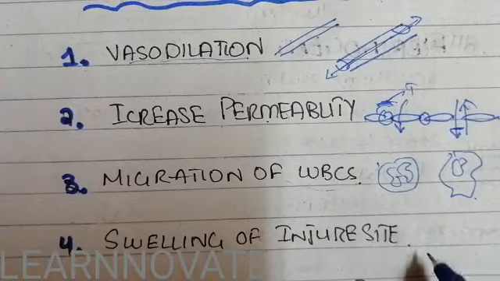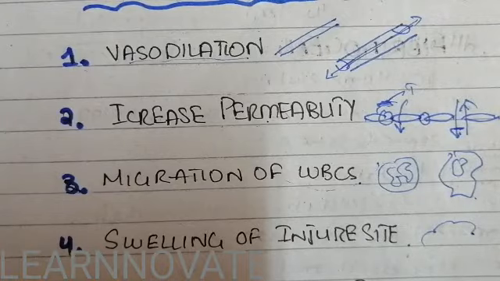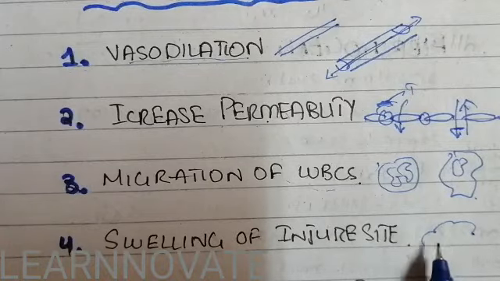The injured site bubbles up and becomes swollen with the increased fluid, the lymph, and the pathogen pus. All these things combine with the tissue pathogen and there is a release of certain factors. So there is a swelling of that injured site.